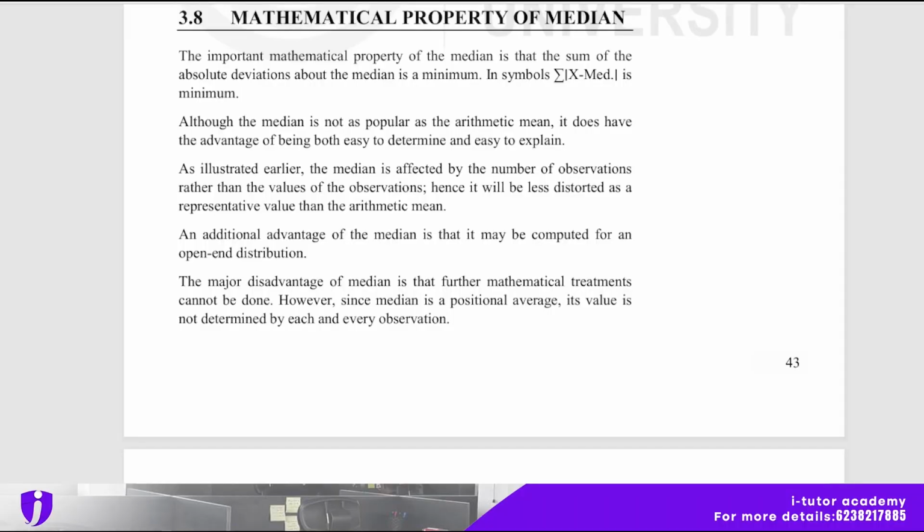In today's session we will start with the subsection of Unit 3, that is Mathematical Property of Median. It's MMPC 005. The important mathematical property of the median is that the sum of the absolute deviation about the median is minimum. And the symbol is here, and it is the minimum.